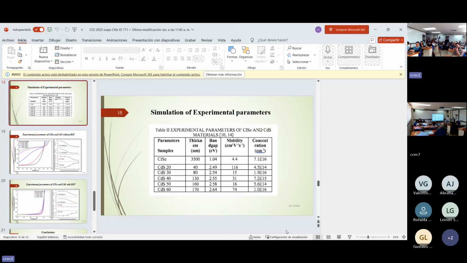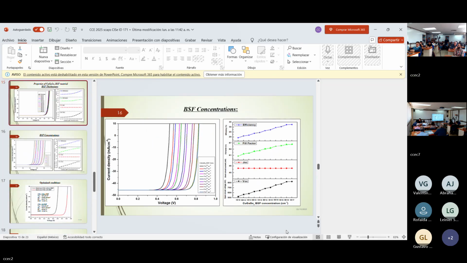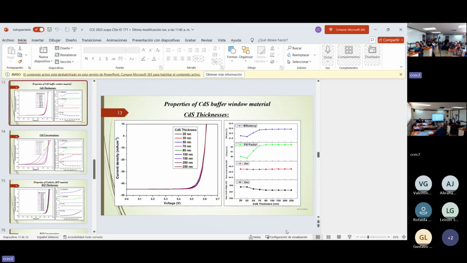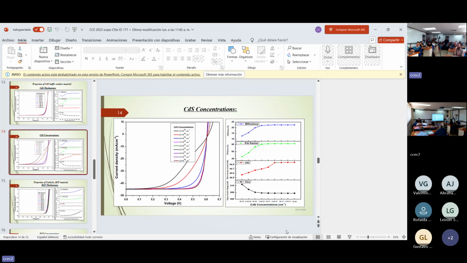Temperature. Okay, those are your experimental results. But you made your simulations varying these values. Please explain to me how you do this. Show me one of your graphs, where you say concentration. How would you vary the concentration from 10 to the 16 to 10 to the 18? In simulation you can do it, yes, but in practice?